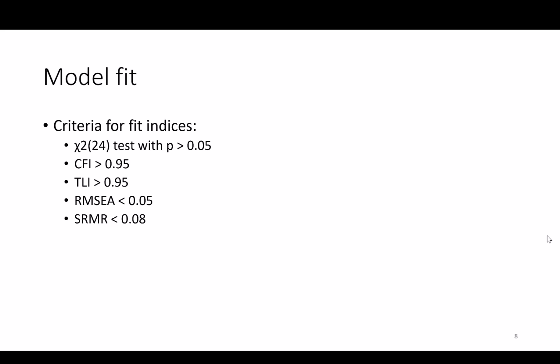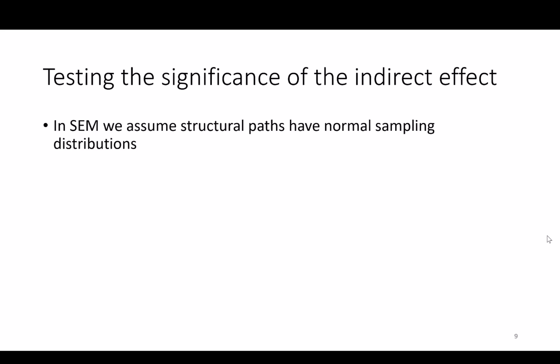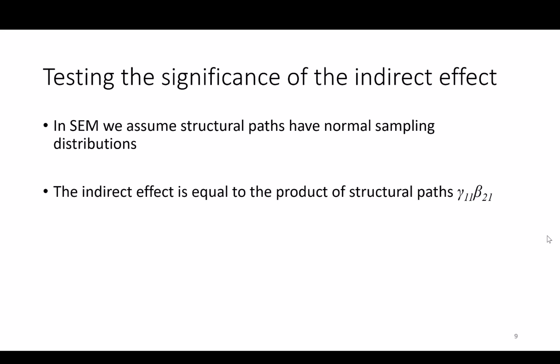So this model is like any structural equation model, but the key to answering our research question is testing whether the indirect effect is significantly different from 0. In SEM, we assume that our structural paths have normal sampling distributions. This is parallel to our assumption about regression coefficients in regression analysis. However, when we multiply 2 structural paths in SEM, we run into the same issue that we run into when we multiply 2 regression coefficients. Namely, our indirect effect is the product of 2 normal variates.